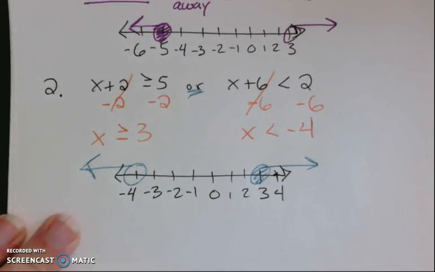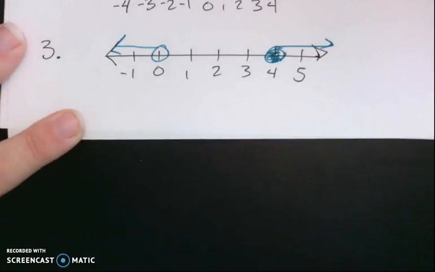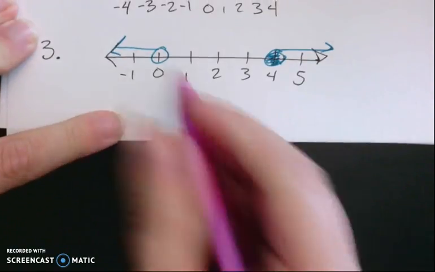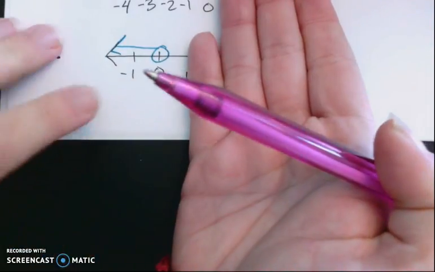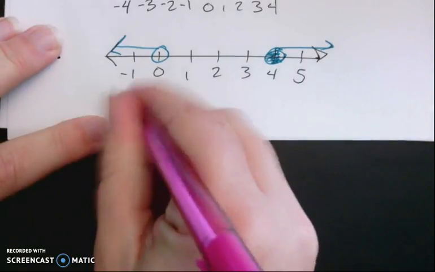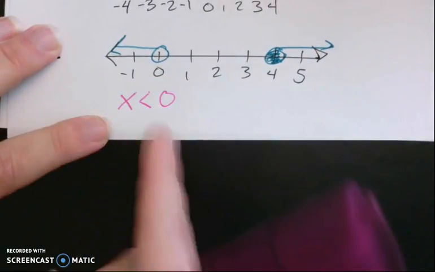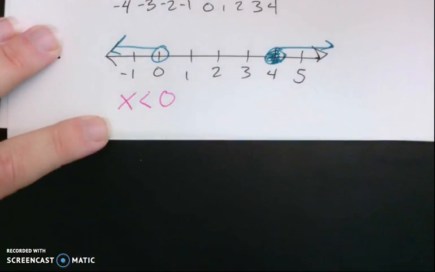Alright, now we're going to do graphs and write inequalities from graphs. Okay, pause the video, copy down this graph. And then we're going to write the inequality. So again, you can just treat them separate. Just look at this part of the graph. This is less than 0 and it doesn't include it. So x is less than 0 without the line underneath since it's not filled in.